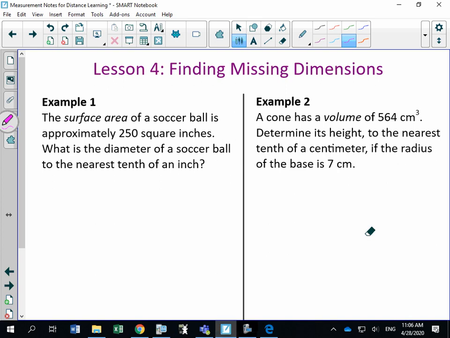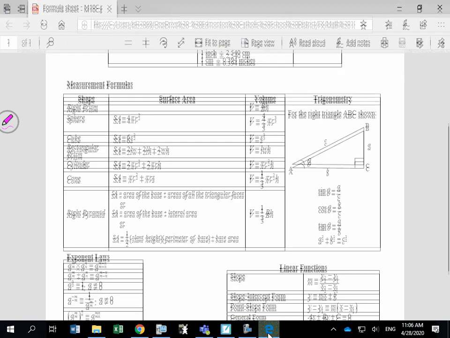Good morning, grade 10s. We're moving on to the last lesson in your note package on measurement, which is lesson 4, finding missing dimensions. In this lesson, there's only sort of one new concept, but for the most part, it is just going to be about whether you can manipulate equations. So make sure you have your calculators out and your formula sheets out.